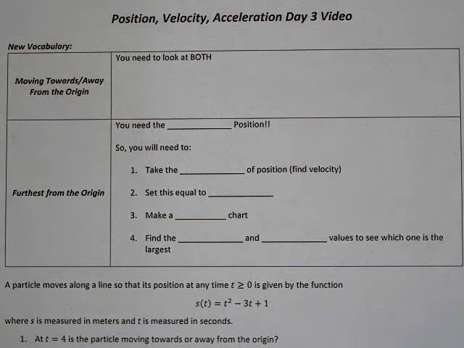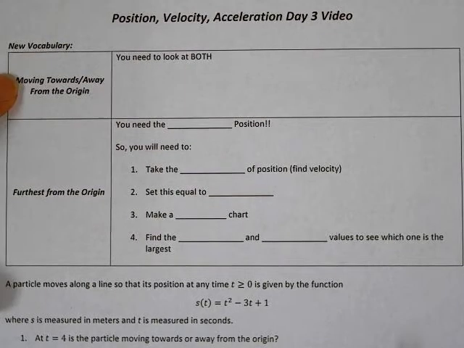Hi everyone, today we're going to do the last piece of our position, velocity, and acceleration notes. So we kind of have a complete picture of what's going on here. We're going to talk about two big ideas today. One is going to be determining when you're moving towards or away from the origin, and the other is going to be determining when you're furthest from the origin. So let's start with moving towards or away from the origin.